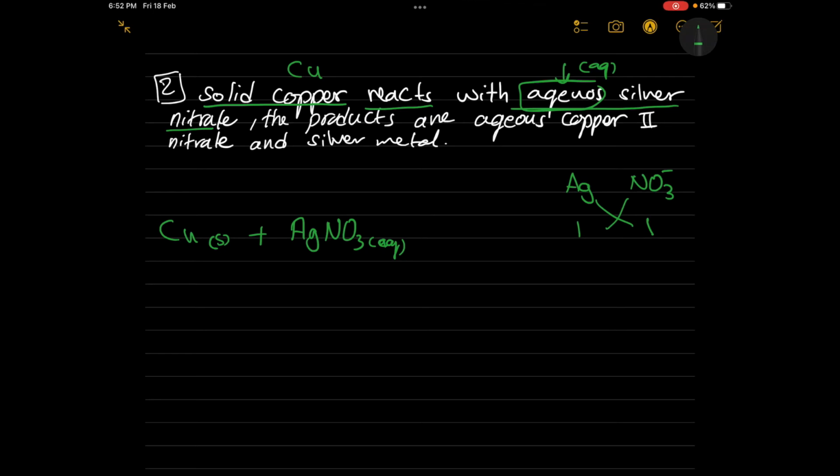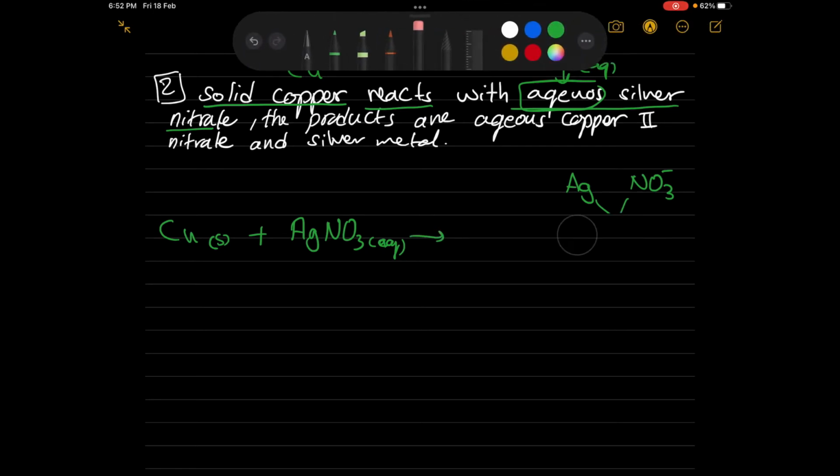AQ. Okay, and it produces what? It produces aqueous copper nitrate. What do you remember about copper?